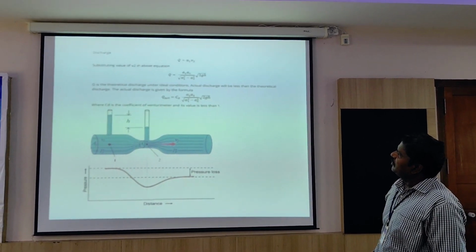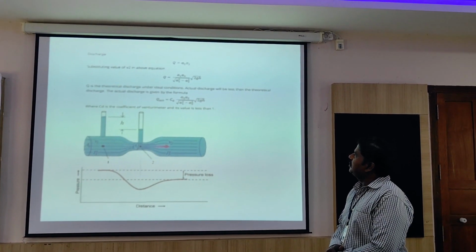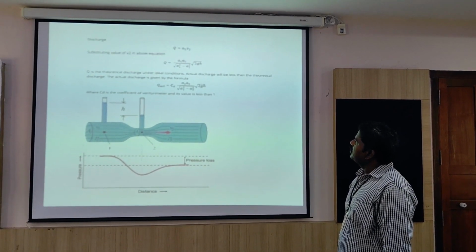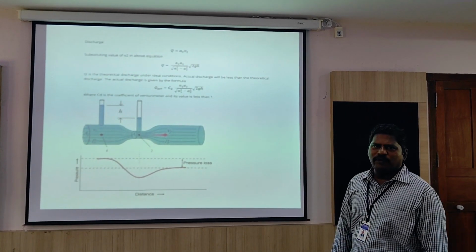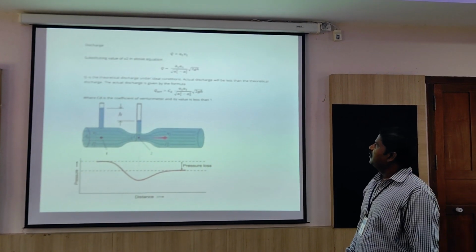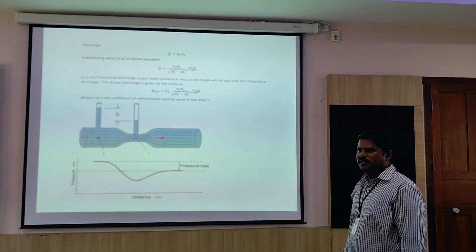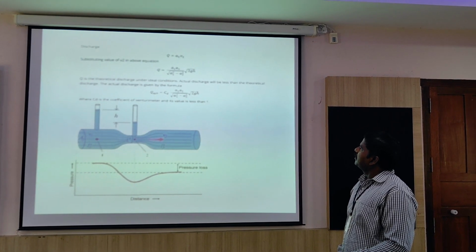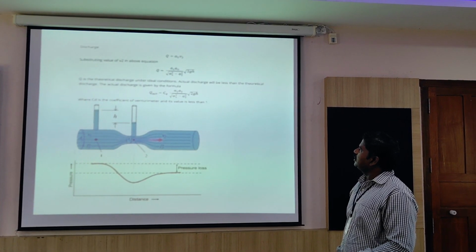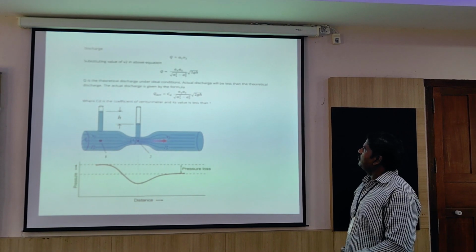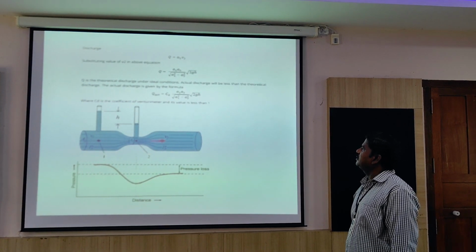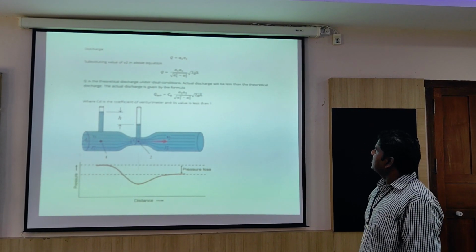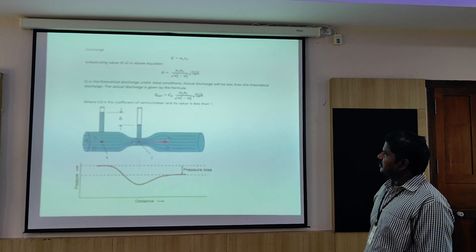And finally, we calculate the rate of flow, that is the discharge Q. The general equation is Q equal to A2 into V2. Substituting the value of V2 in the above equation, Q equal to A1 into A2 divided by square root of (A1 square minus A2 square) into square root of 2gH. Q is the theoretical discharge under ideal conditions. Actual discharge will be less than the theoretical discharge.